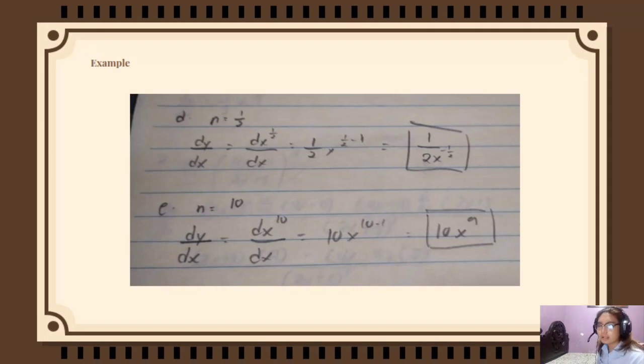n is equal to 10. What if it's 10? It's the same, just like examples 1, 2, and 3. We just apply our formula with the n: 10 times x, then n minus 1, 10 minus 1, which is 9. So we get 10x raised to 9. Okay? Let's move on.